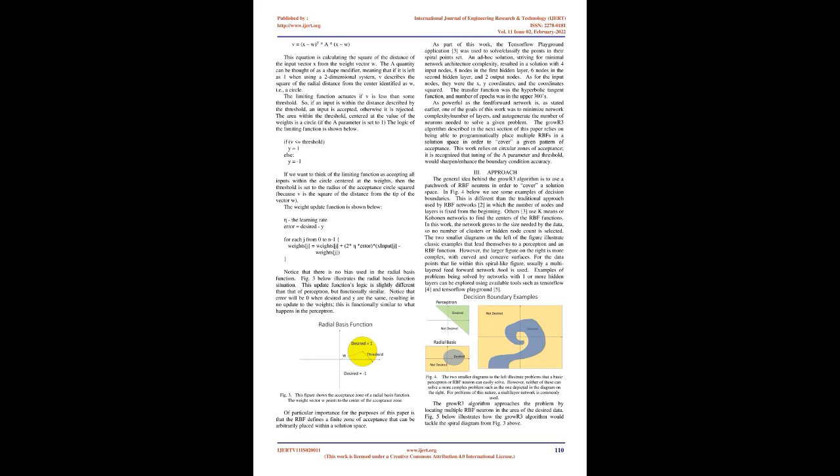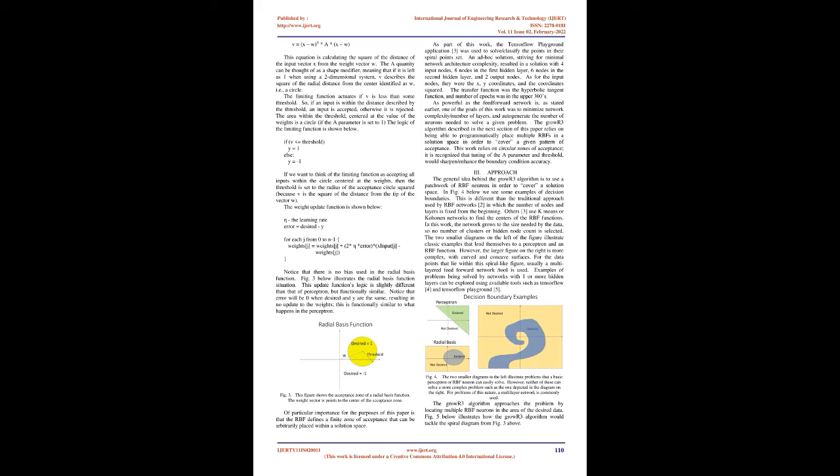As powerful as the feed-forward network is, as stated earlier, one of the goals of this work was to minimize network complexity/number of layers, and auto-generate the number of neurons needed to solve a given problem. The GROR3 algorithm described in the next section of this paper relies on being able to programmatically place multiple RBFs in a solution space in order to cover a given pattern of acceptance. This work relies on circular zones of acceptance. It is recognized that tuning of the A parameter and threshold would sharpen/enhance the boundary condition accuracy.